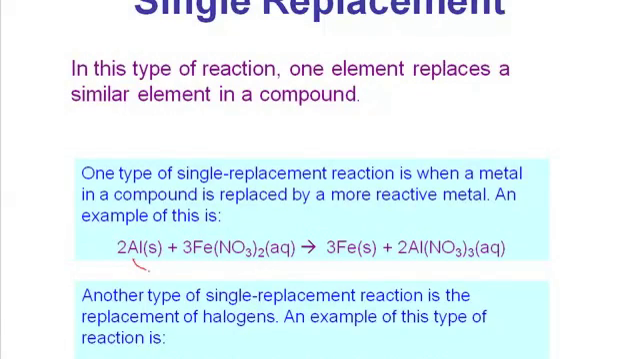Notice how aluminum replaces iron, and iron is left out by itself, and aluminum is mixed with another thing. In the second type of example, notice how you have the nonmetal come in and replace the other nonmetal to make another compound, and then the other nonmetal is left by itself.